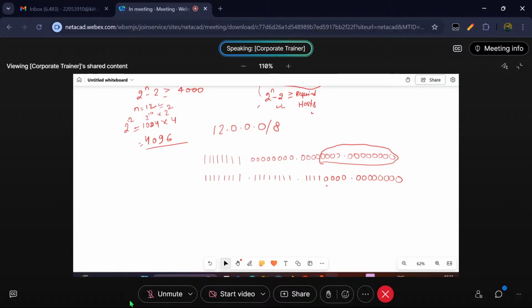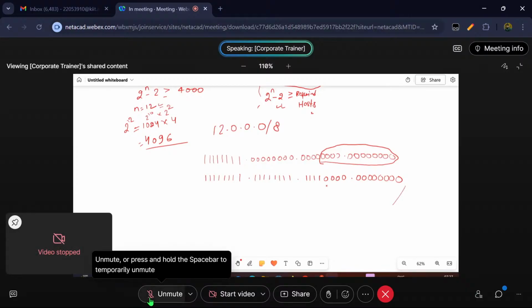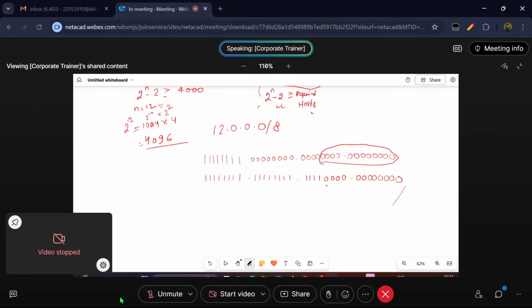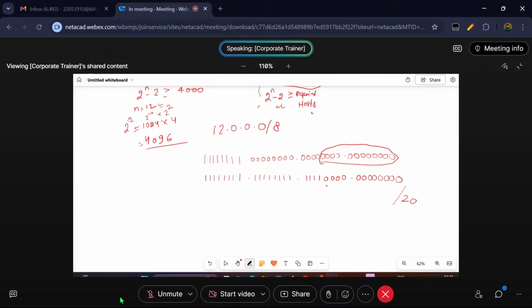Okay, so what is your new subnetted network's subnet mask, guys? What is the new subnet mask? The CIDR value? The CIDR value is 20. Very good. So 8 from this octet, 8 from this, 16 plus 4, 20. So 20 is our new CIDR value.